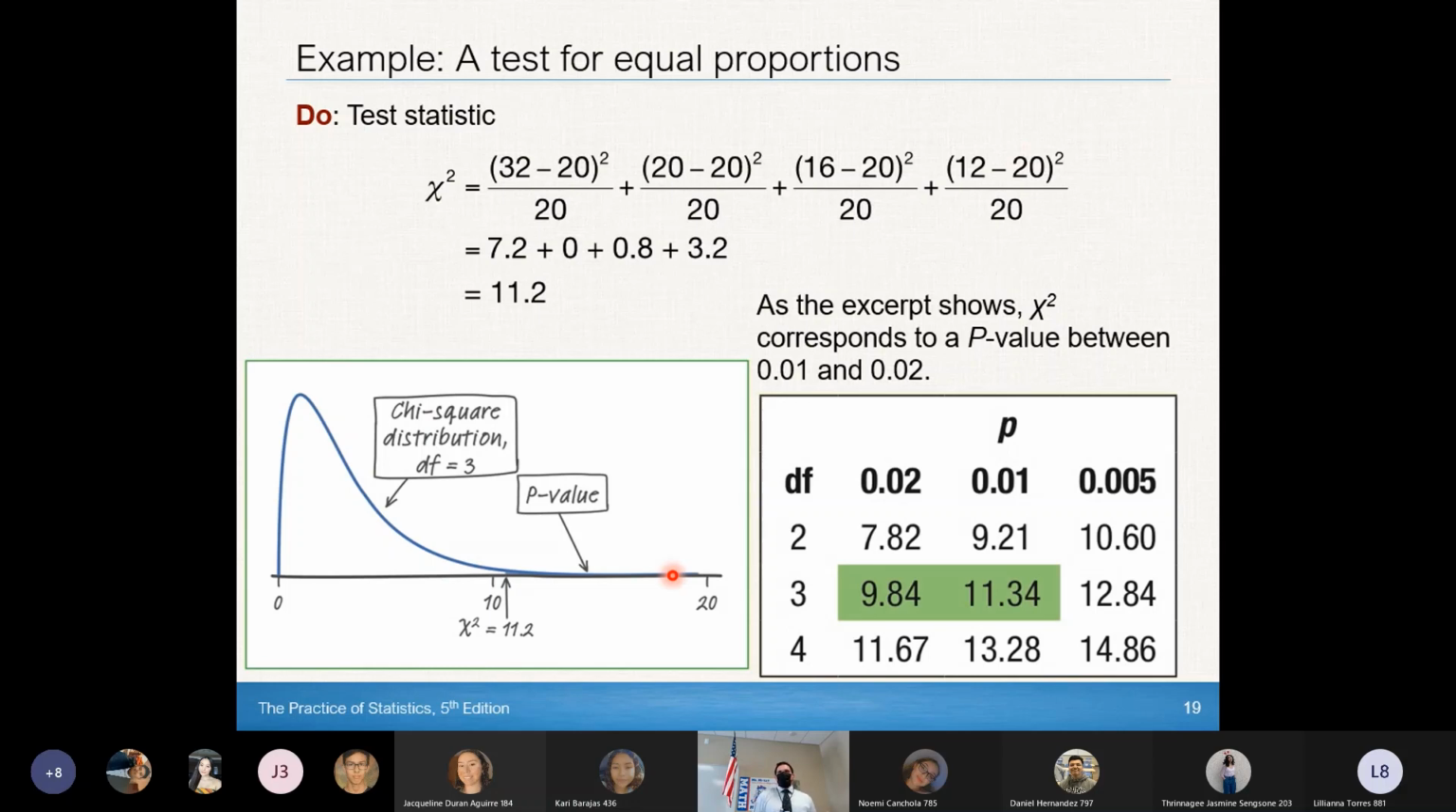As the excerpt shows, chi-squared corresponds to a p-value between 0.01 and 0.02. Right, and that is because 11.2 falls between 9.84 and 11.34. It's closer to 11.34, so we can assume that our p-value is probably closer to 0.01 than it is to 0.02. Either way, it's greater than 0.01 and less than 0.02. So anything I can clarify about the calculation step here, the do step?